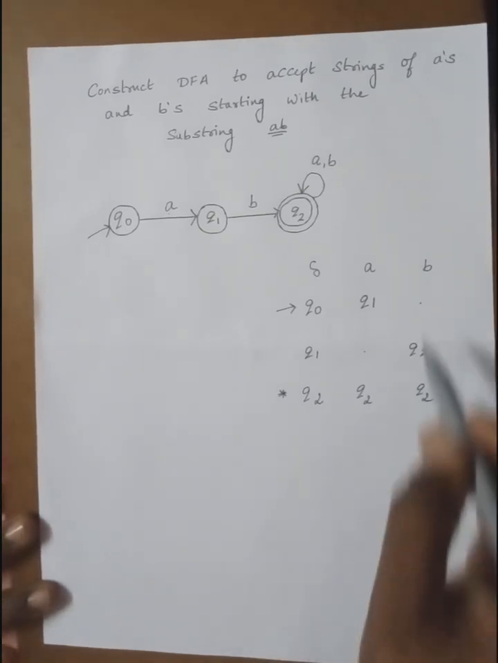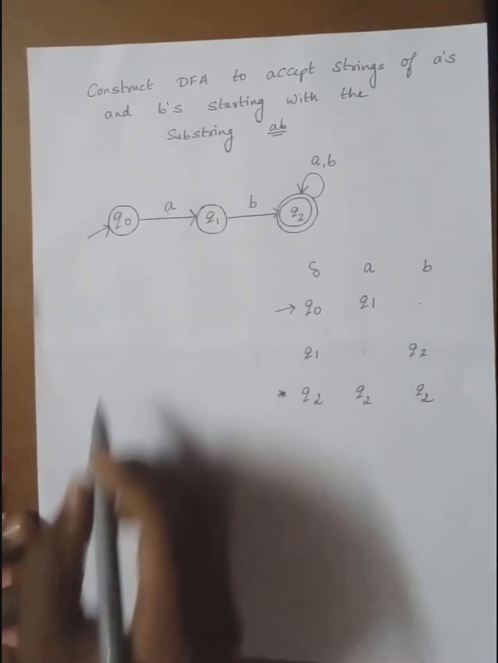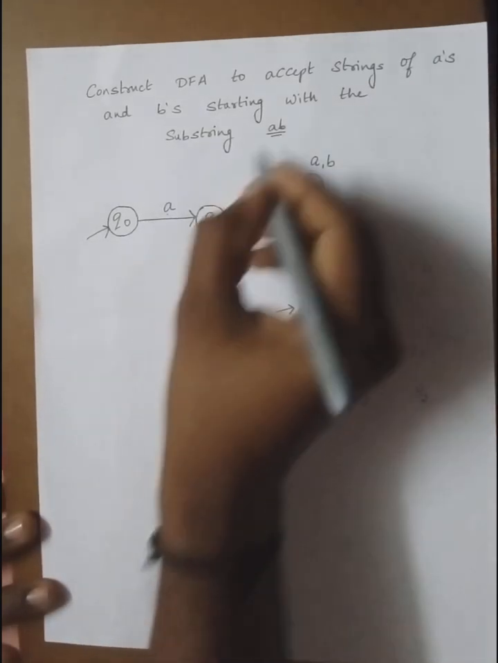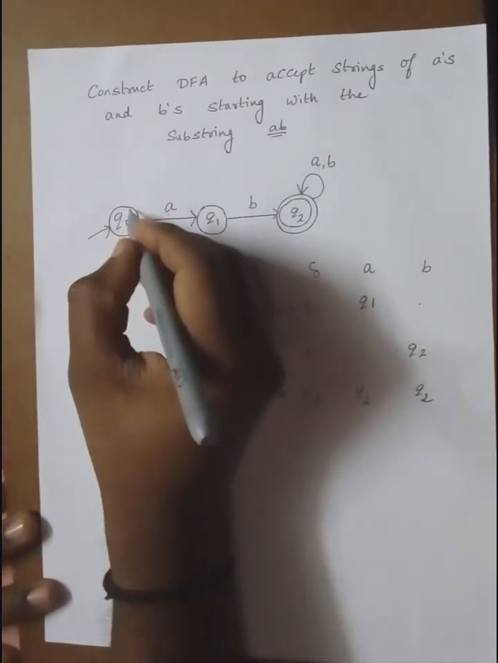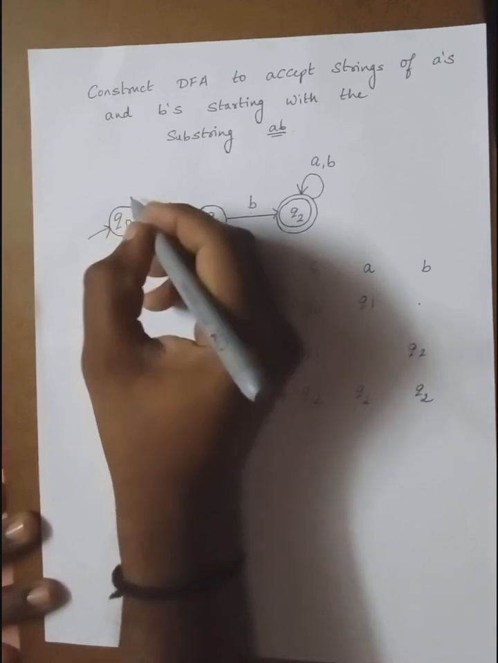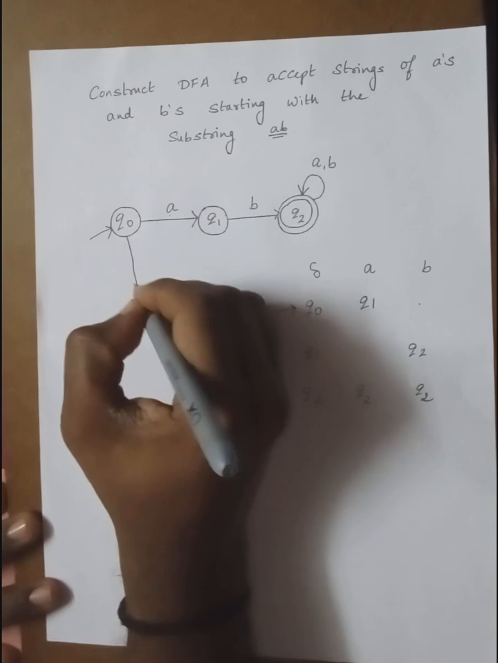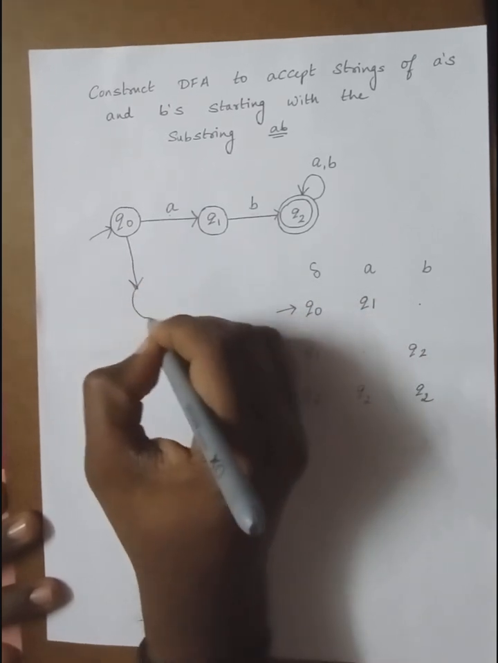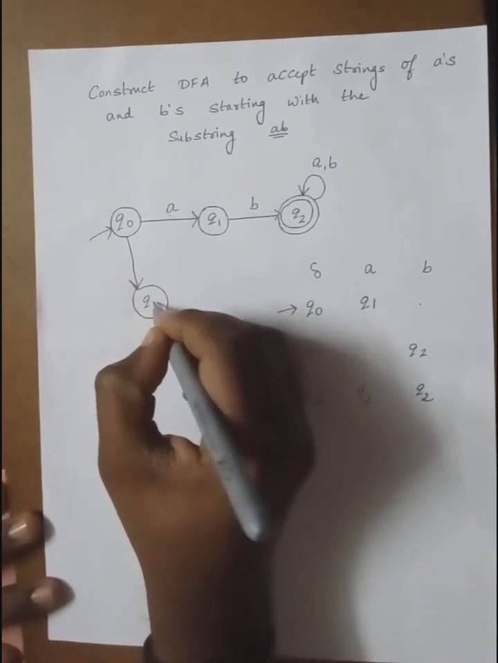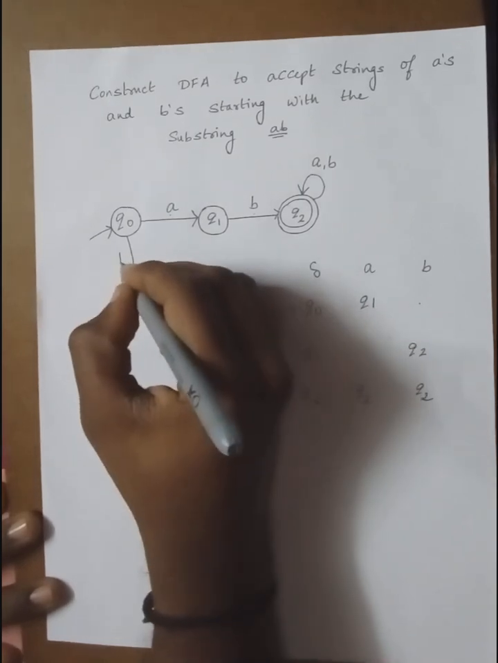Okay, so now we are left with two blank entries. We'll try to fill them up. But what is the problem here? It should always start with AB, so I can't self loop the B. Okay, we'll try to self loop the B, but that is not possible. So what we'll do, we'll take one new state, that is Q3, that goes on B.